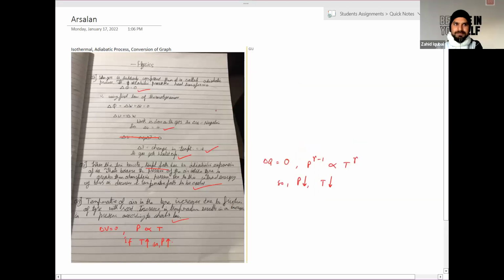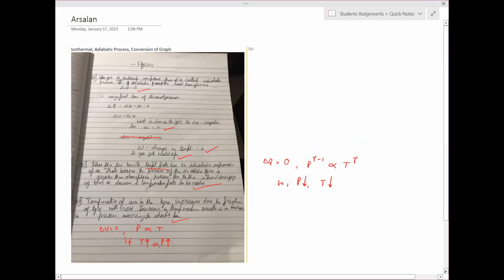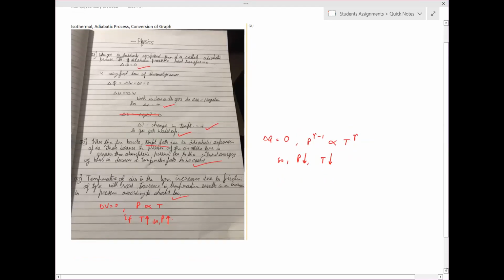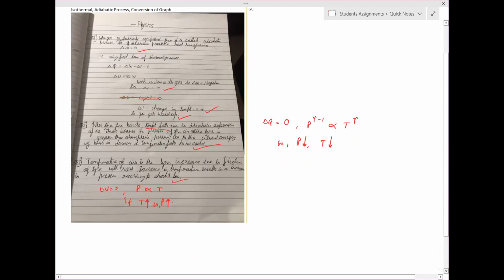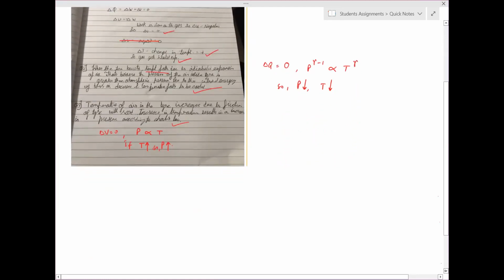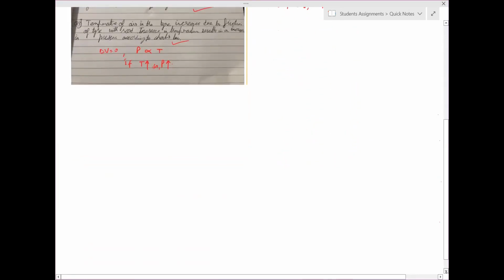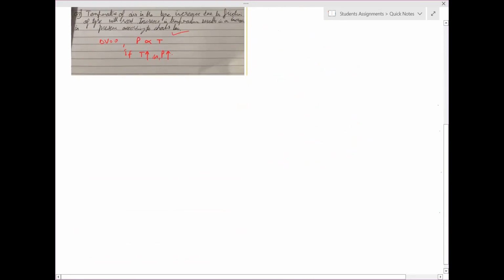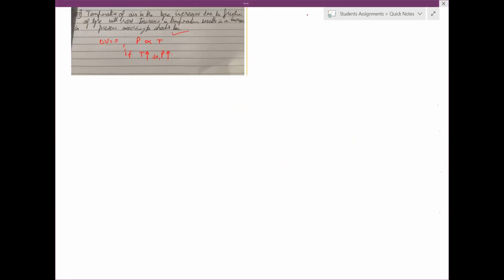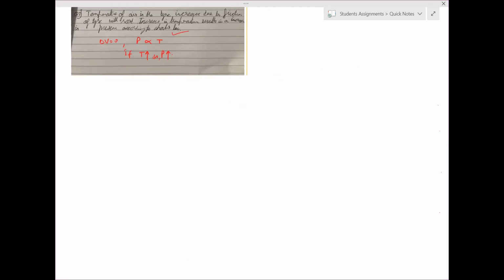What was the question? In the shown figure, an ideal gas changes its state from state A to C by two paths ABC and AC. Calculate the internal energy of gas at A is 10 joules and the amount of heat supplied to change its state to C through the path AC is 200 joules. Calculate the internal energy at C. Just 1 minute.